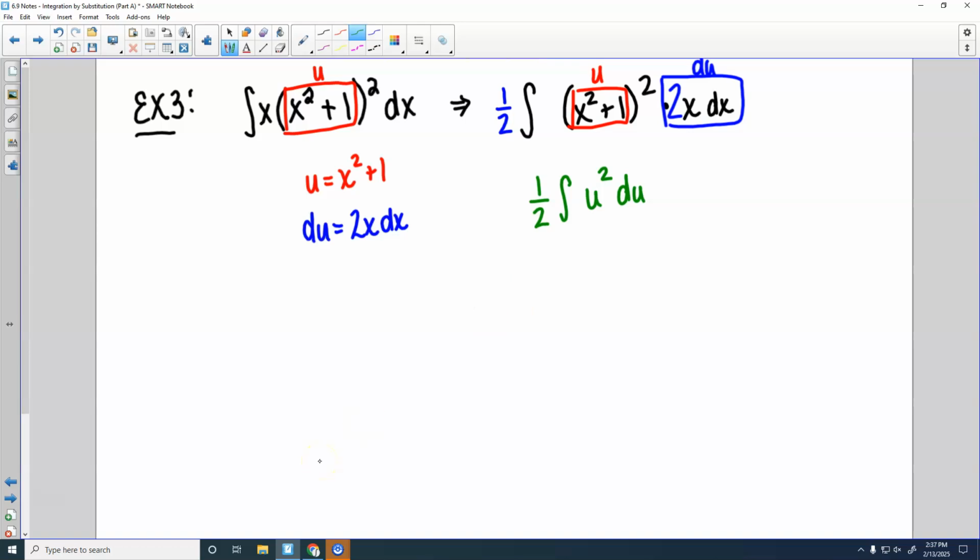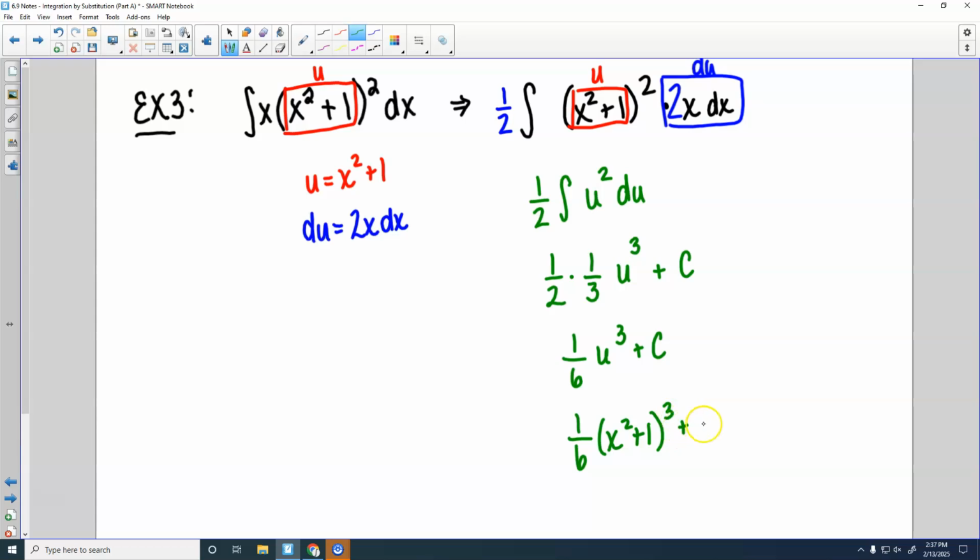And so now we've got it down to a simple integral that we should know how to integrate just with our power rules. So we get u to the third, and then we'll have a 1/3 out here, and we'll put a plus c. I could put those two together and get 1/6 u to the third plus c. And what's the last thing we need to do? Plug in that u, so we'll get 1/6 (x squared plus 1) to the third plus c.